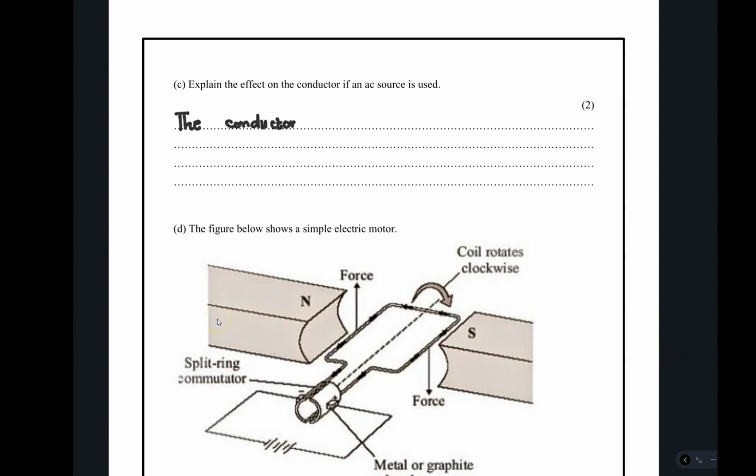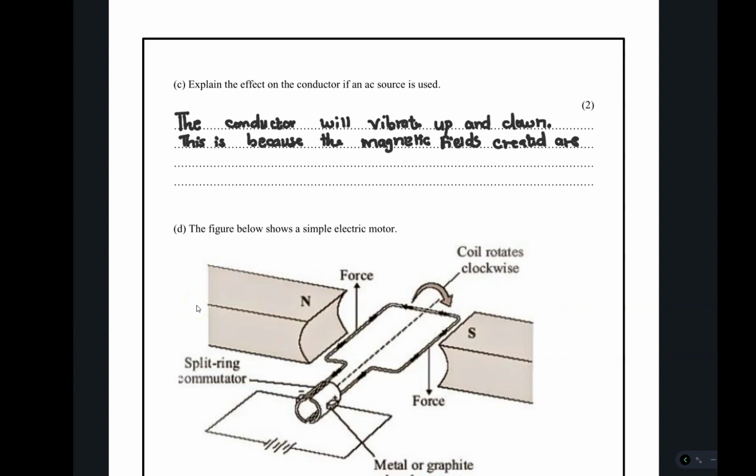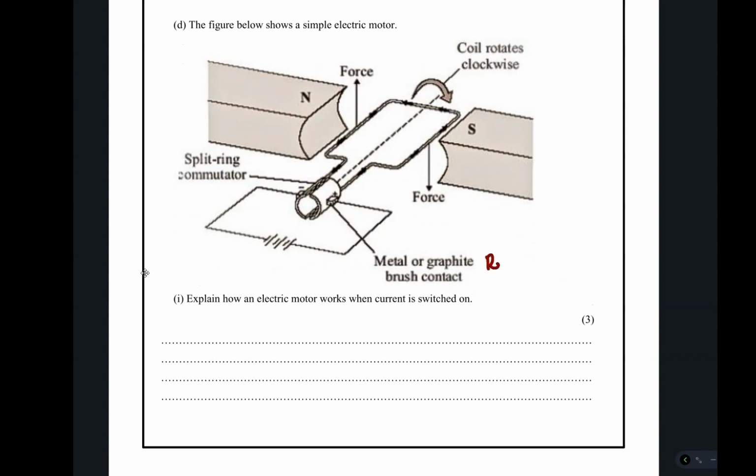and direction. So the conductor will vibrate up and down, and this is because the fields created by the alternating current are constantly changing size and direction. So the conductor will vibrate up and down.